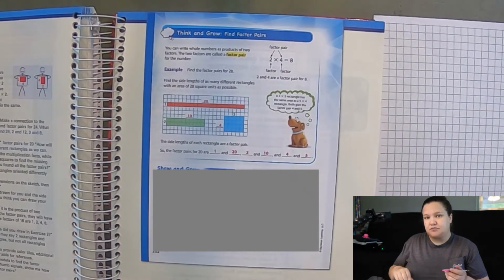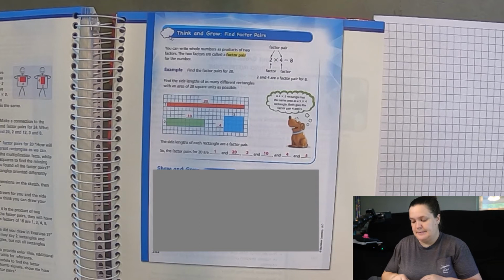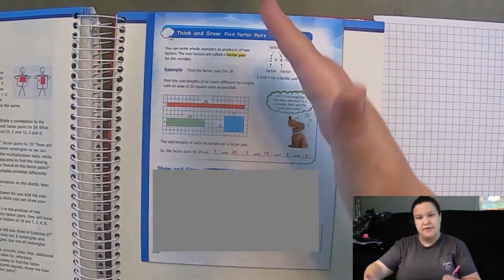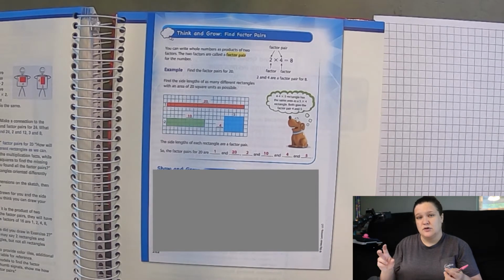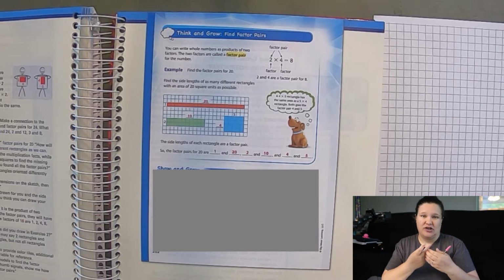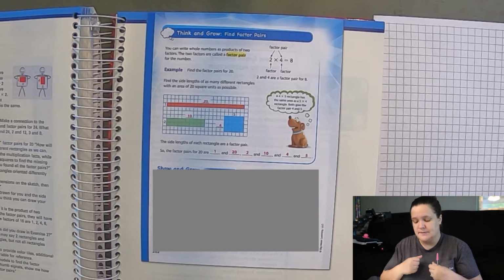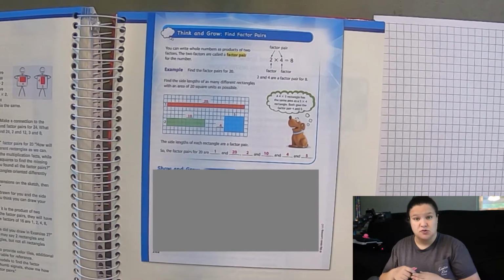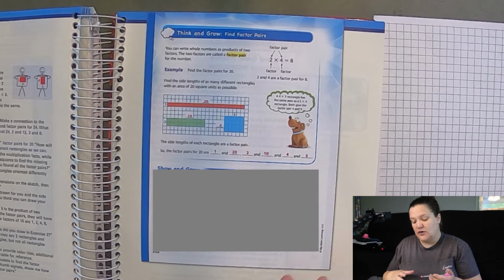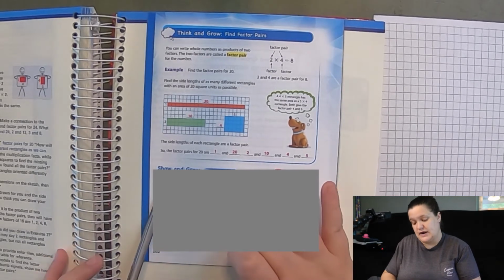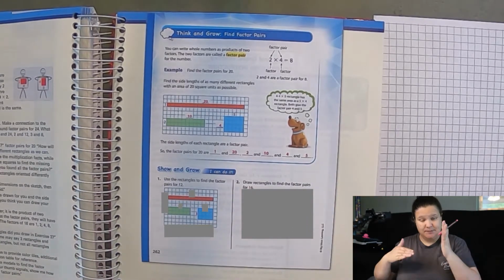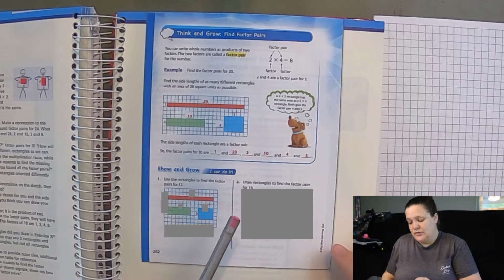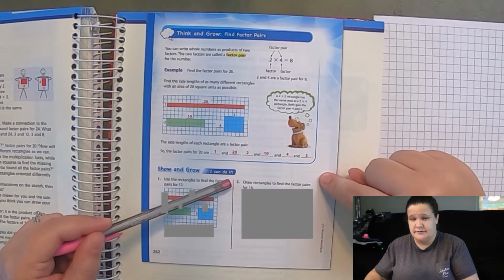If you were to flip a rectangle, so that instead of 1 and 20 it was 20 and 1, 20 times 1, that's still the same factor pair, because even though we flipped it, it's still the same 2 numbers. So there are 3 factor pairs for 20. In some of your problems, you're going to be given the rectangle and you're going to identify the factor pairs by counting the sides. In some of them, you're going to have to draw the rectangles yourself.